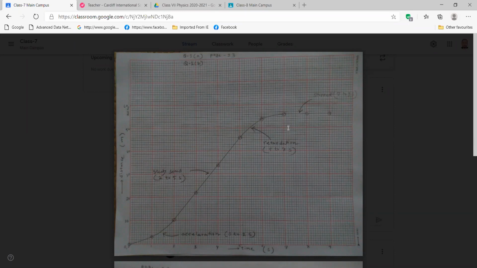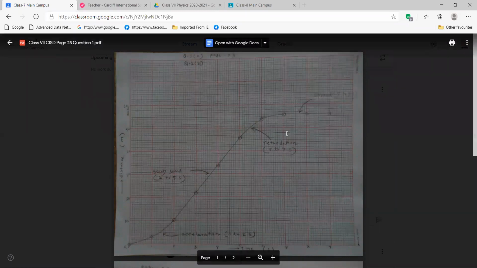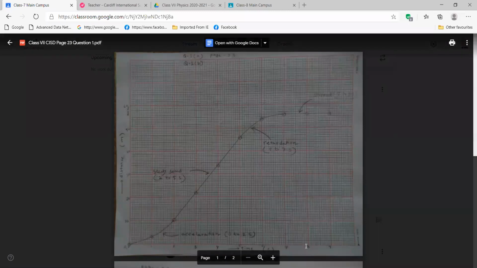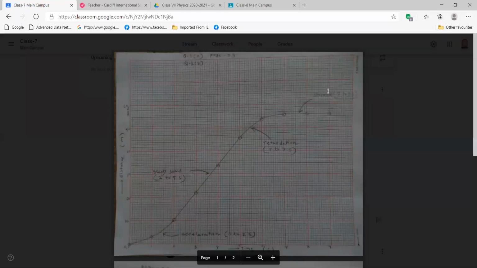Yes, 54. Then for 7 seconds, 56. For 8 seconds, 56. Then for 9 seconds, 56. So all are 56. Time is going, but the distance is the same, right? 56, 56, 56. So it is stopped, right? Yes, sir.